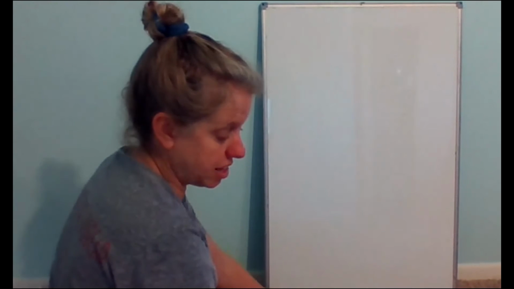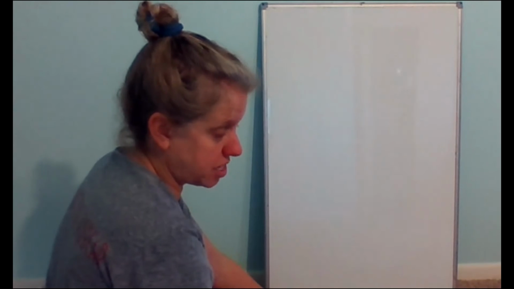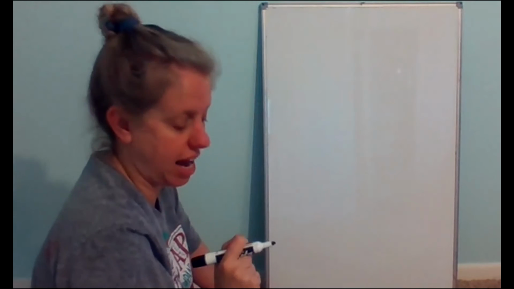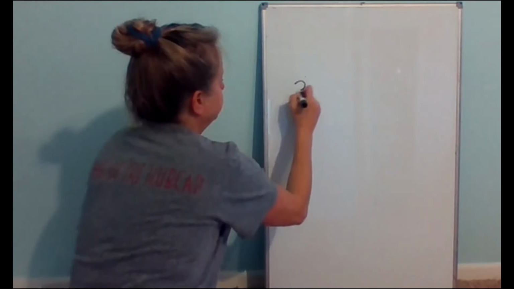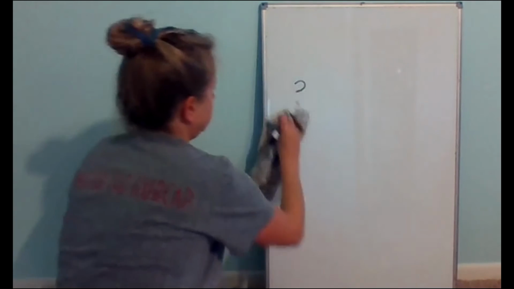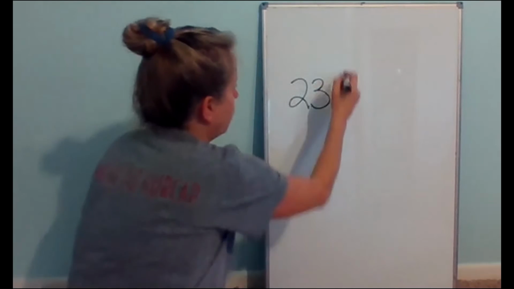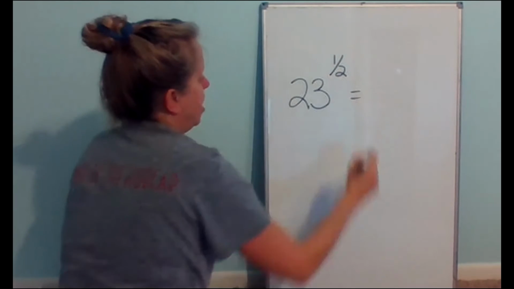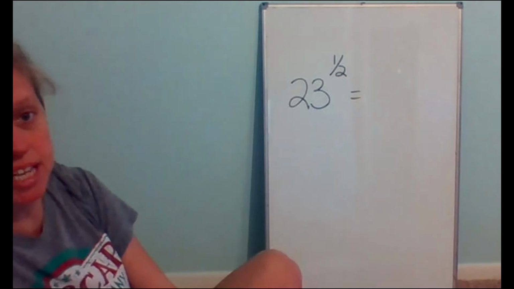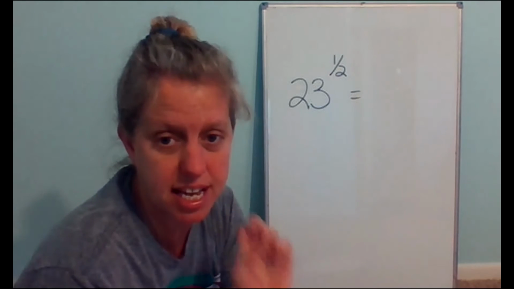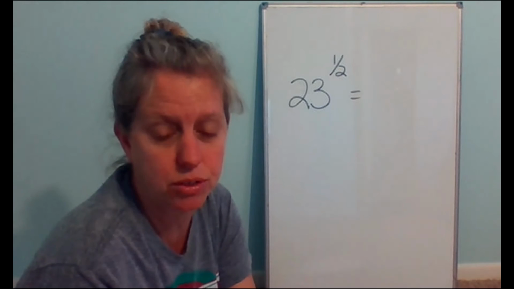Number 7 says write the following exponential. So it's going to give us the base number with an exponent and say, okay, now take it back to being a radical. So I've got 23 to the 1/2 power. It doesn't say to solve it. It doesn't say to find the answer. It just says to rewrite this as a radical.